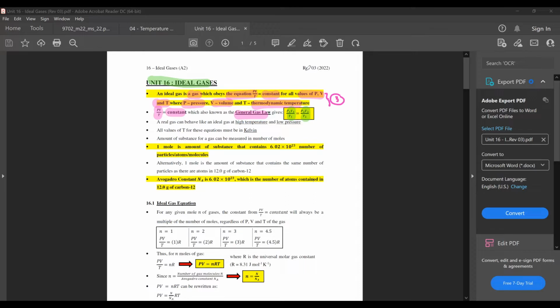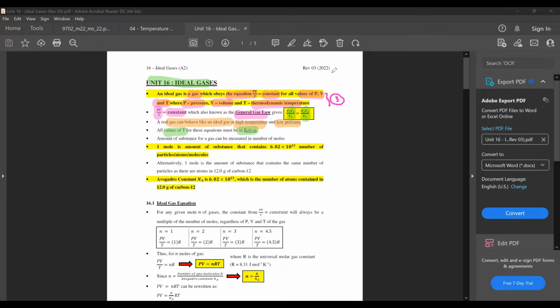Now, when you're talking about an ideal gas, you can make a real gas behave like an ideal gas by changing 2 parameters of the gas, by making sure that the gas is at very high temperature and at very low pressure. This one will make your gas behave like an ideal gas. And one thing to note is that when you're trying to use the general gas law equation, your temperature T here must be in kelvins, okay, right?